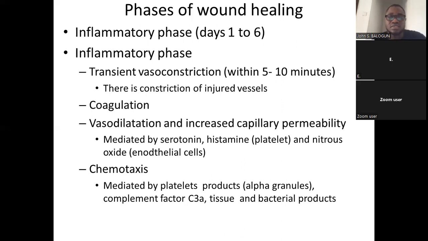You should know this complement factor C3a. You should know this comes out. This complement factor, in addition to some of those platelet granules, promotes neutrophils and macrophages to move into the cell, to go and destroy those bacteria. So some of the chemotactic factors that you may see in your exam include alpha granules, C3a, tissue and bacterial products. Please note this. It has come out before in undergraduates. It can also come out again.